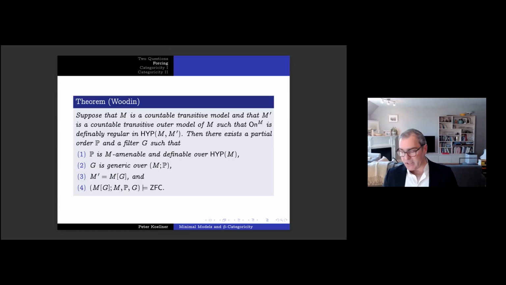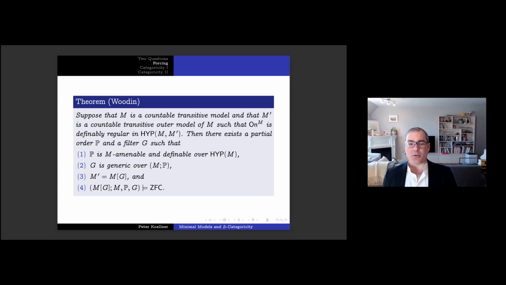Okay, and then at the other end of the spectrum, when we're dealing with levels where the satisfaction of ZFC is robust, suppose that M is a countable transitive model and that M prime is a countable transitive outer model of M, such that the ordinals of M is definably regular, not just in HYP of M, but HYP of M and this outer model.